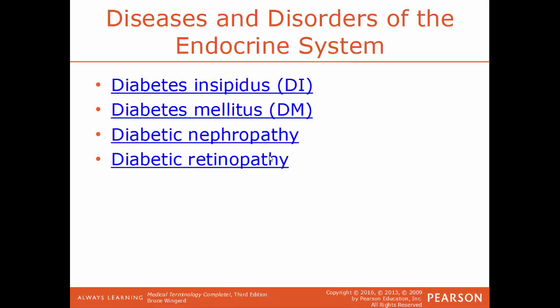Our next term, diabetic nephropathy. This is any disease that arises from having diabetes that will damage the kidneys. But the underlying cause here is having diabetes and not treating it correctly. And that leads to damage of the kidneys.